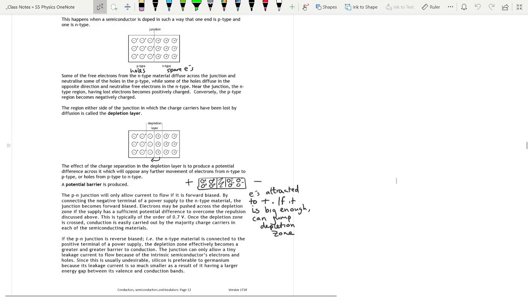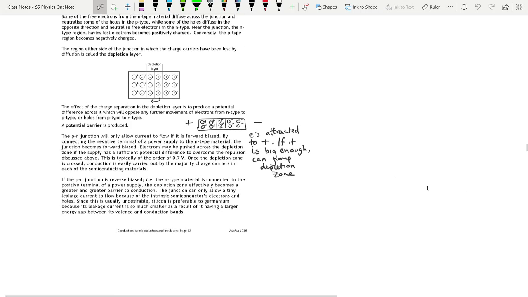So if that positive and that negative are big enough, then those electrons will overcome that potential barrier, that depletion zone, and start filling in the holes over here. And it has to be enough voltage to do that, and it's usually around about 0.7 volts. If you connect it the wrong way around, so if instead you connect it with a negative there and a positive there, then that only serves to make this depletion zone even bigger because those electrons are pulled away. They go in the opposite direction. They're attracted towards the positive here.